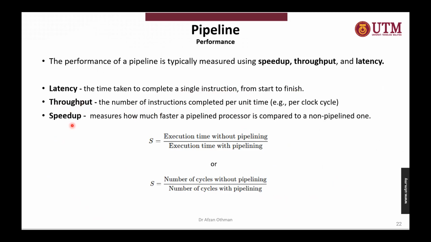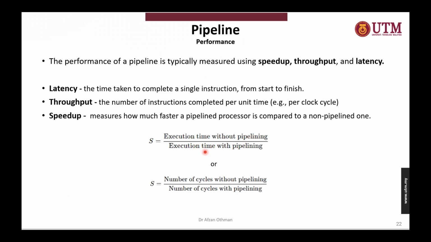Meanwhile, speed up is a measure of how much faster a pipeline processor is compared to a non-pipeline. You're going to compare between pipeline and non-pipeline. What is the speed up? Is it 2 times faster, 5 times faster, or is it the same speed? The speed up can be calculated based on this formula here: S equals execution time without a pipeline divided by the execution time with a pipeline. Then after that, you get the speed up.